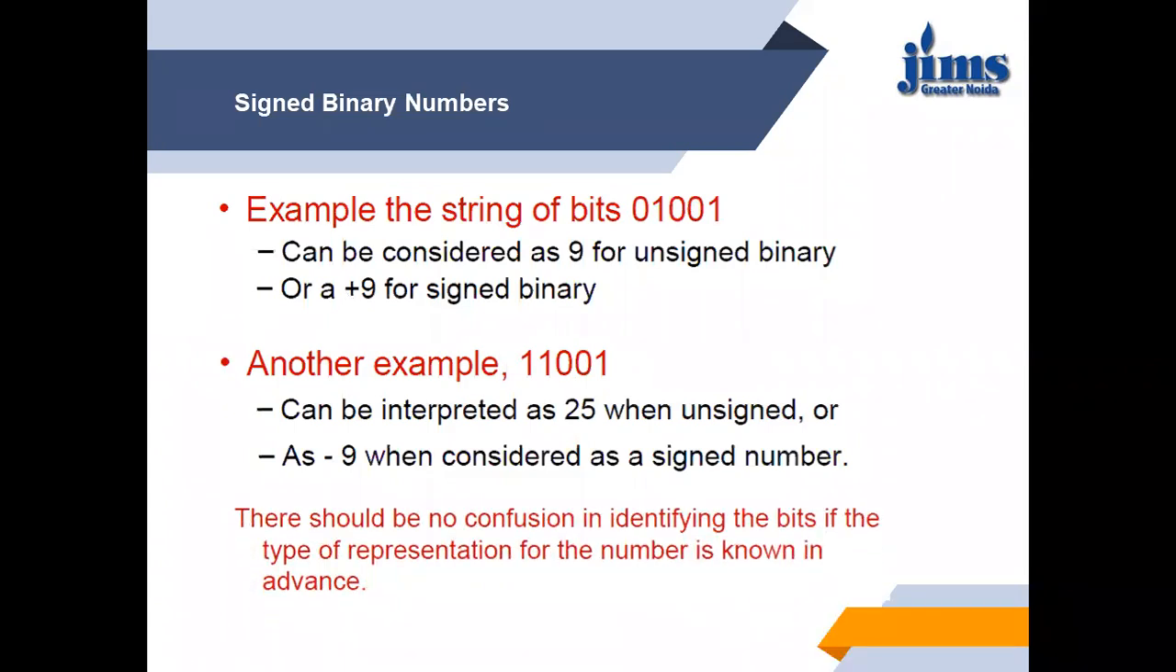Okay. Now, there should be no confusion in identifying the bits if the type of representation of the number is known in advance. So it will be known in advance that if I represent 11001, it is a sign magnitude representation. So what will you do? You will look into the leftmost bit. If it is 0, then the number is positive. If it is 1, then the number is negative, and the rest of the bits will represent its magnitude. That's it. You have to do nothing with it. You will know very well which type of representation we are using in the computer.